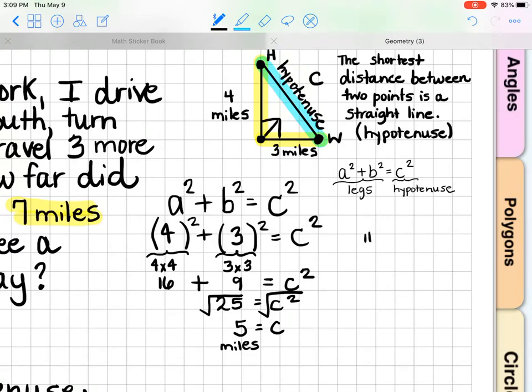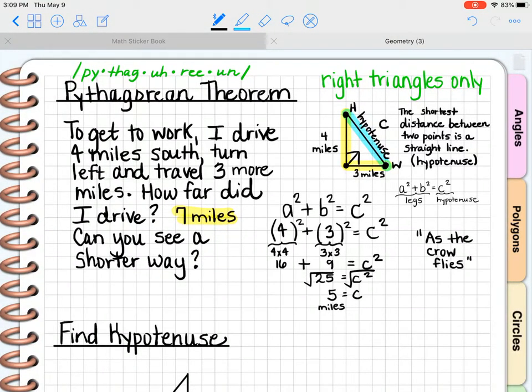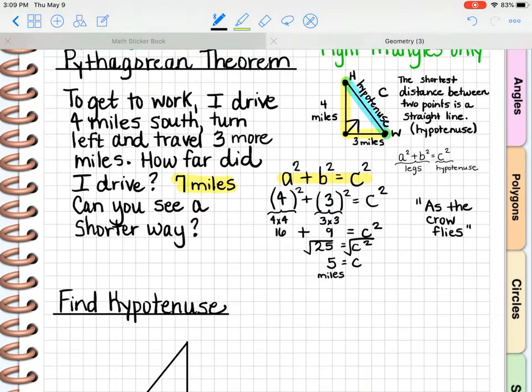And you may have heard the expression, as the crow flies. Think about if you were a bird. Would you follow the yellow route or the blue route? The blue route is as the crow flies. You're going to go directly from one point to the other. So this is called the Pythagorean Theorem. The actual theorem is this formula. So that is Pythagoras' rule. And let's try a couple more examples.